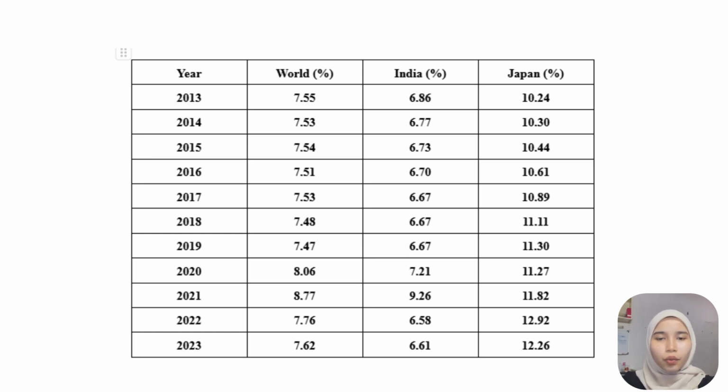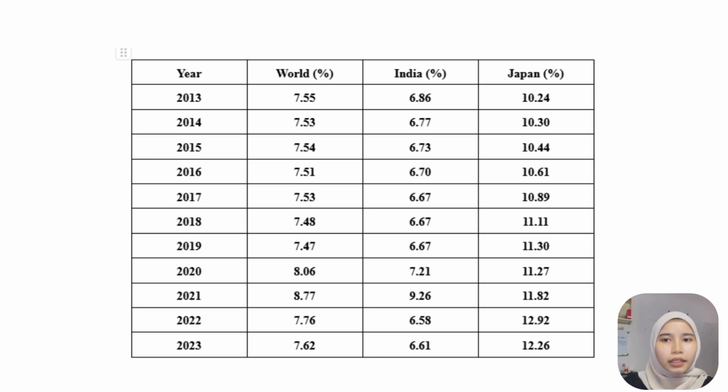Next, death rate. From 2013 to 2023, the world death rate shows slight fluctuations. It starts at 7.55% in 2013, dipped slightly to 7.47% by 2019, peaked at 8.77% in 2021, and then settled at 7.62% in 2023. The peak in 2021 could be attributed to the global impact of the COVID-19 pandemic.